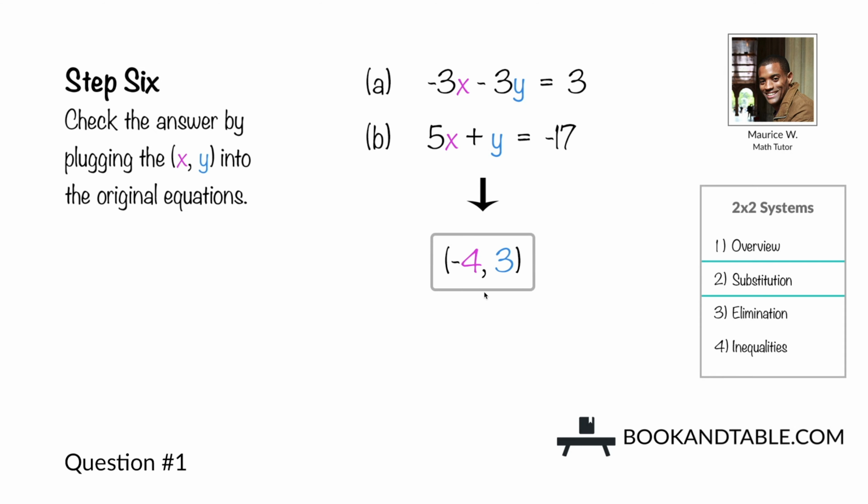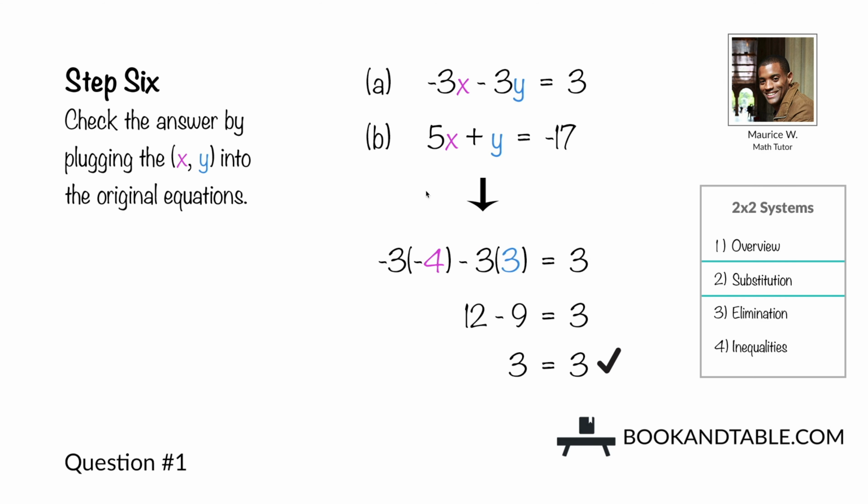In step 6, we can check the answer by plugging the xy, negative 4, 3, into the original equations. When we do so, we get negative 3 times negative 4 is 12, minus 3 times 3, which is 9. 12 minus 9 is equal to 3, and that's equal to 3. So for equation A, x is equal to negative 4 and y is equal to 3 checks out.